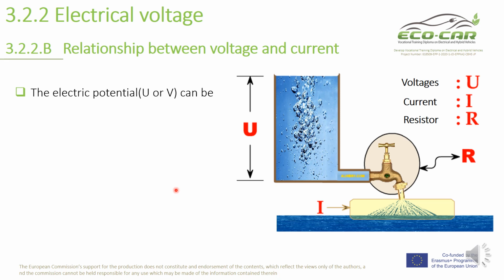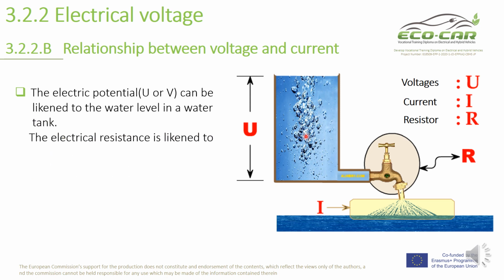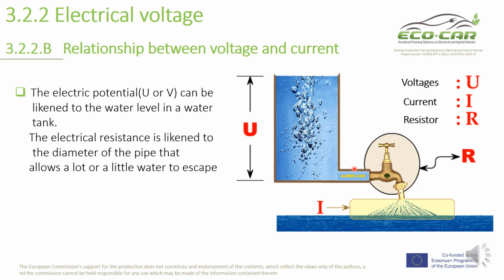So electrical potential U or V, the same, can be linked to the water level in a water tank. The electrical resistance is linked to the diameter of the pipe. This is the diameter of the pipe, which allows a lot or little water to escape from the tank.